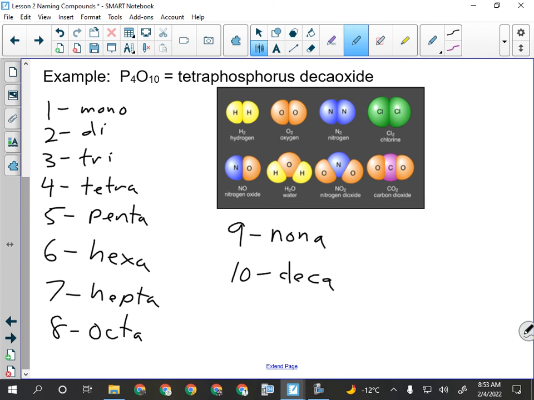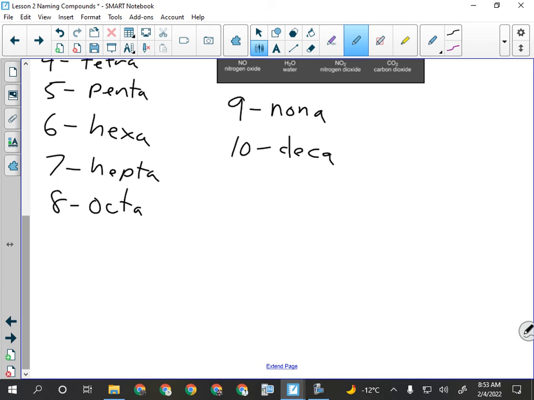Okay, there is really only one little tricky exception rule to naming molecular compounds. We use prefixes on everything except if the first element is a 1. So if I had the one that was up there before, N2O, that would be dinitrogen monoxide. There's a prefix on both.